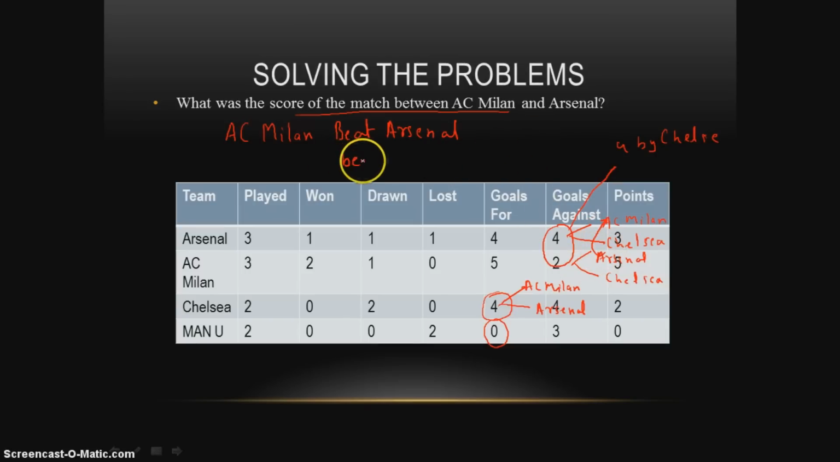So between Arsenal and AC Milan, 2 goals were scored. Now if 2 goals were scored between Arsenal and AC Milan, the score should have either been 2-0 or 1-1. But since we know that AC Milan beat Arsenal, the score can't be 1-1, because in that case it would have been a draw. Hence we are sure that the score between AC Milan and Arsenal is 2-0.